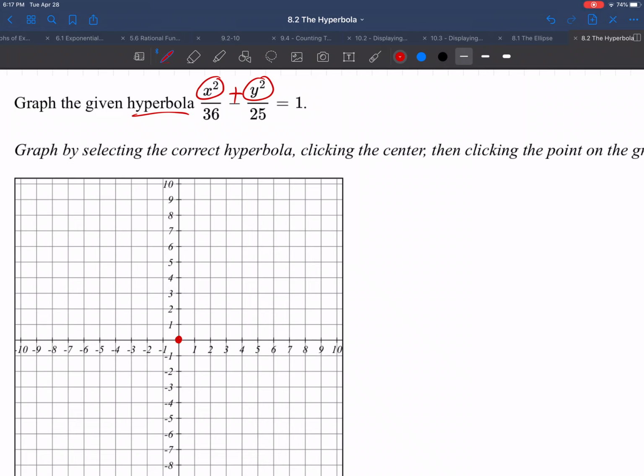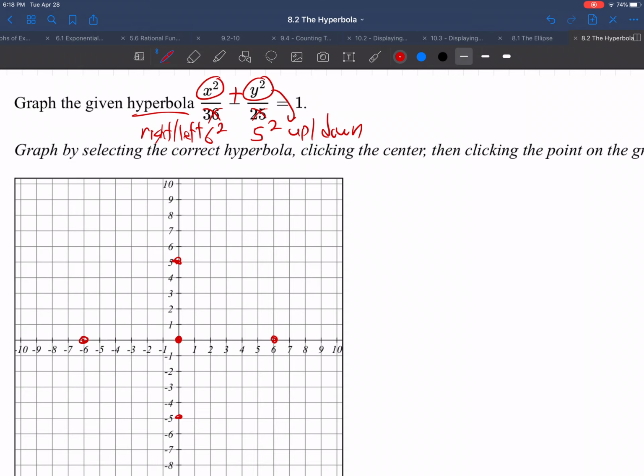And then whatever's underneath x, we rewrite that as 6 squared and 25 as 5 squared. And so that means now what's underneath x is always right, left, because x is right, left. So I go right 6 and left 6. And whatever's underneath y is always up, down, because the y-axis goes up and down. So up 5, down 5. All right, now, this is exactly what we would do if it was an ellipse. Same thing for a hyperbola.